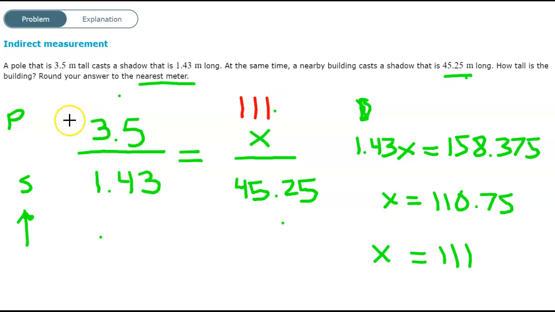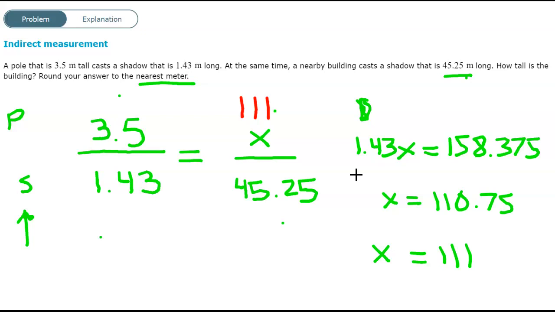Okay, 3.5 is a little bit more than 1.43, right, you guys? So let's make sure that our answer is just a little bit more than twice 1.43, right? So 111, is it a little more than twice 45? So it is. So that's a quick way for you guys to just kind of check a little bit, you know, hey, did I get this right, or am I close?